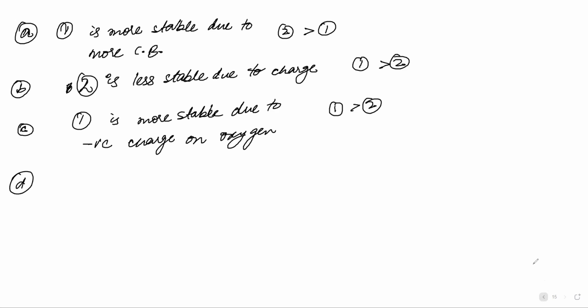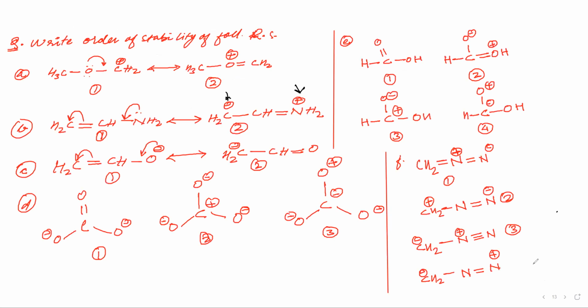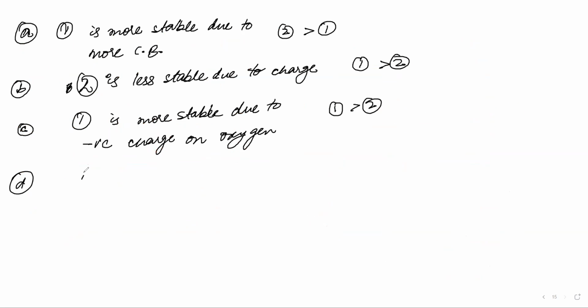What about D? My order is 1, 2, 3. Same is for Fatima, I guess. Same is for Fatima because 1 has the most number of covalent bonds, and the second one has a negative charge on oxygen. That is why it is more stable than the third one. The covalent bonds in 2 and 3 are the same, but the negative charge is on oxygen in the second structure. That is why it is more stable. 1, 2, 3.